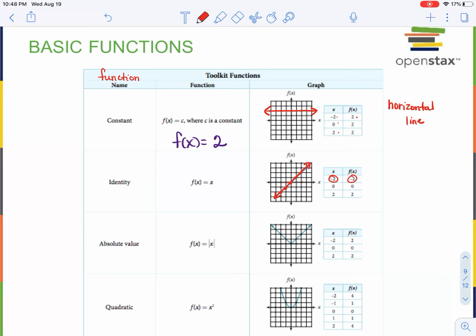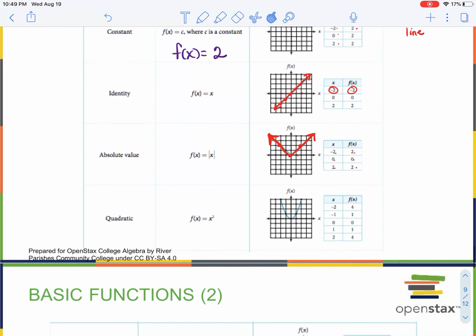So in this case, the absolute value of -2 is 2. The absolute value of 0 is 0 because 0 is 0 spaces from itself. The absolute value of 2 is 2. So we've got the points 0, 0; 2, 2; -2, 2. You have the points 1, 1 and -1, 1. Anyway, it makes a V. So absolute value functions always make V's.